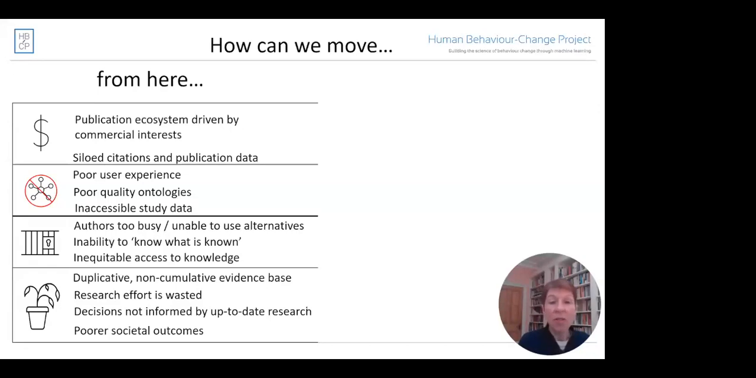Authors may be too busy or unable to use alternatives. They may not know what is known and therefore what needs to be found out. And there's inequitable access to knowledge, which is a real issue in terms of addressing global problems. And finally, we have a duplicative, non-cumulative evidence base, which means research effort is wasted, decisions aren't informed by up-to-date research, and as a result, we have poorer societal outcomes.